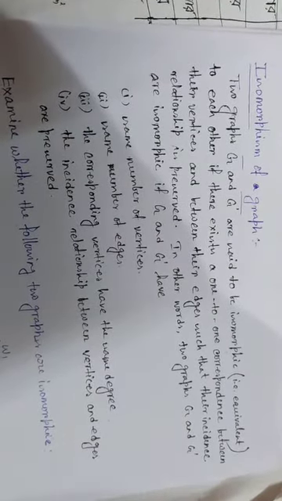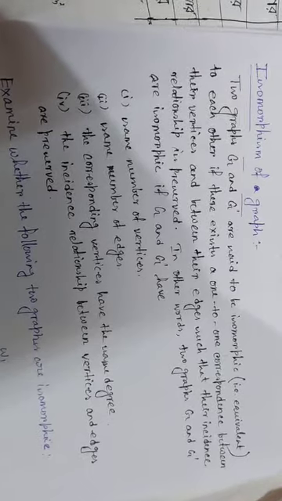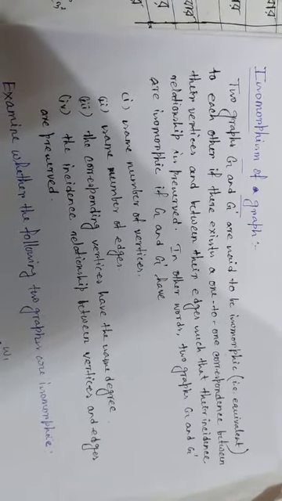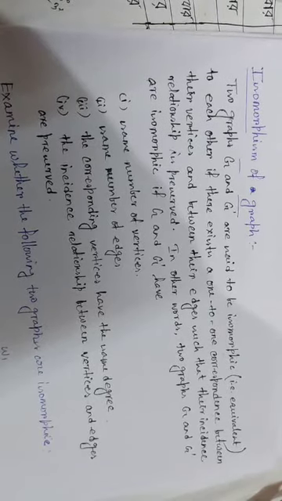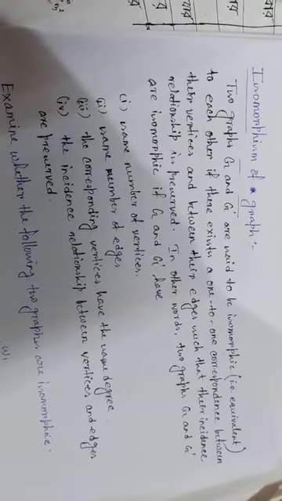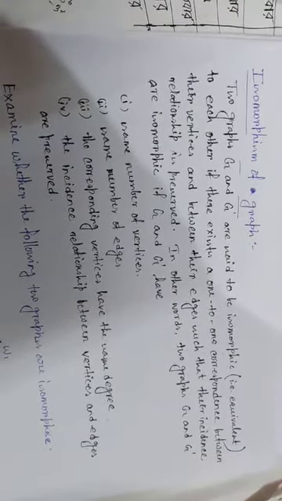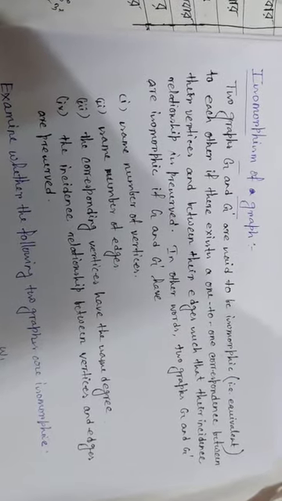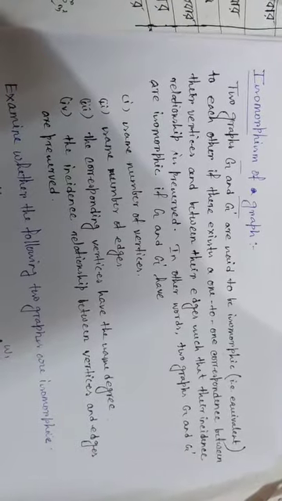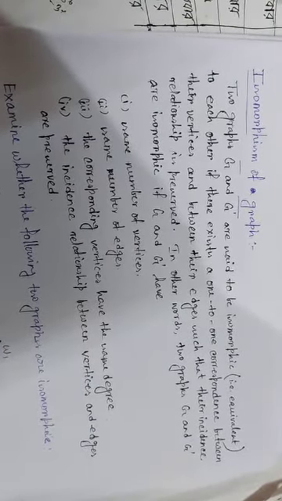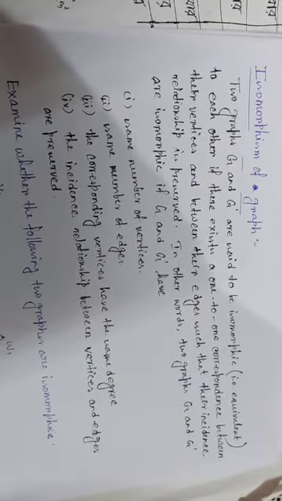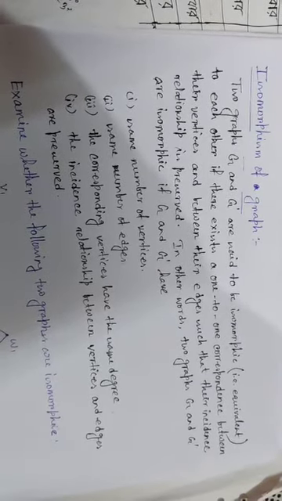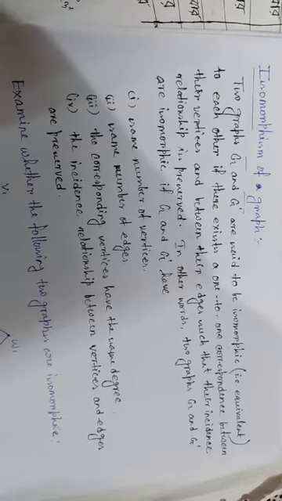each other, if there exists a one-to-one correspondence between their vertices and their edges such that the incidence relationship is preserved. In other words, we can say that two graphs are isomorphic if they both contain the same number of vertices, the same number of edges, the corresponding vertices have the same degree, and the incidence relationship between vertices and edges is preserved.